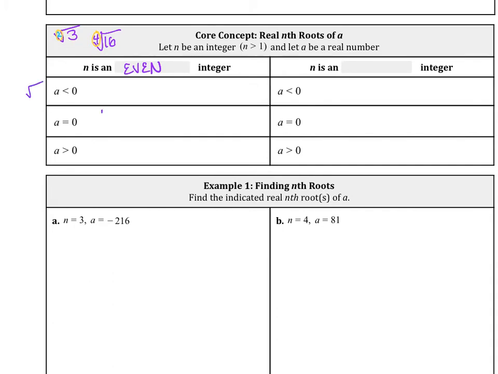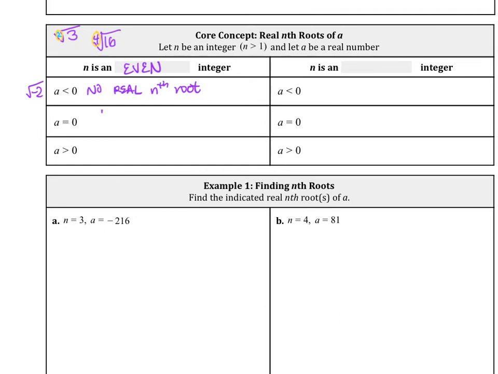Say, for instance, the square root of -2. Hopefully you remember what that means. The square root of negative 2 is actually imaginary. So there is no real nth root when a is less than 0. You're not allowed to have a negative inside of a square root. Now we're going to extend that to every even index. There is no real nth root when there is a negative underneath a radical.